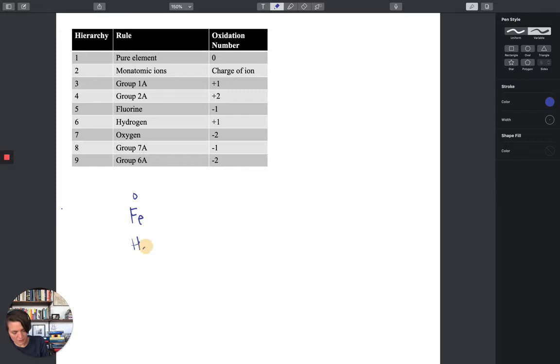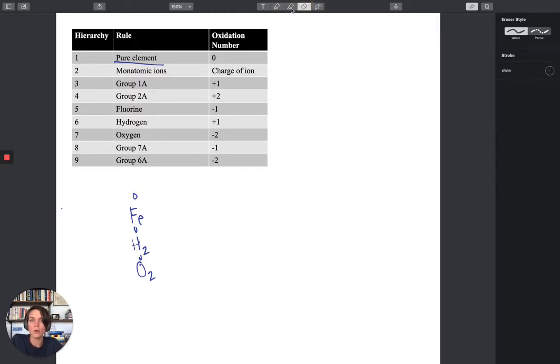Another example would be our diatomic molecules. Even though there are 2 of them, each one of those hydrogens would have an oxidation number of 0, giving H2 an overall state of 0. Then O2 would also have an oxidation state of 0. So this is our pure element. Compounds by themselves, or our diatomics, are going to have that charge of 0. All right, so that's the first rule.